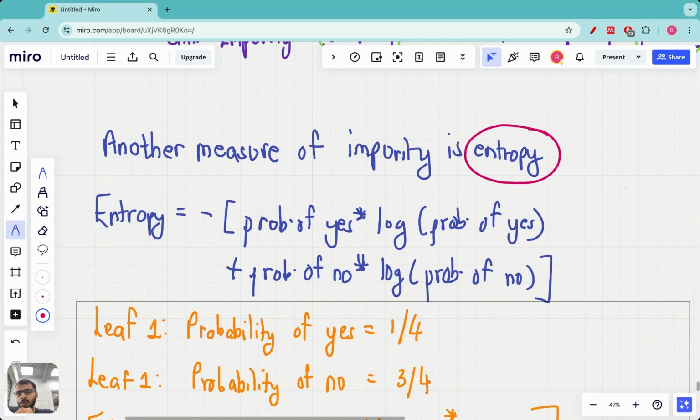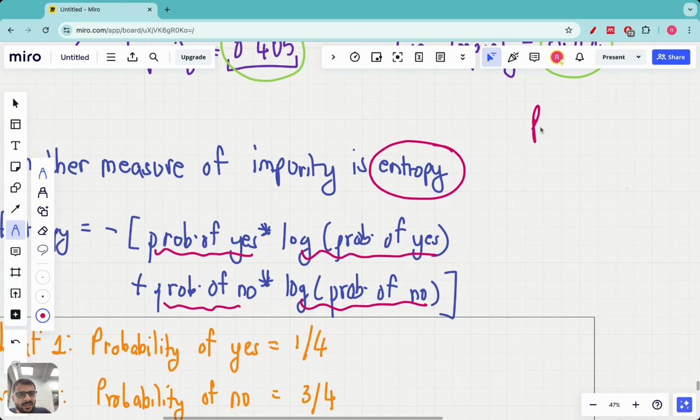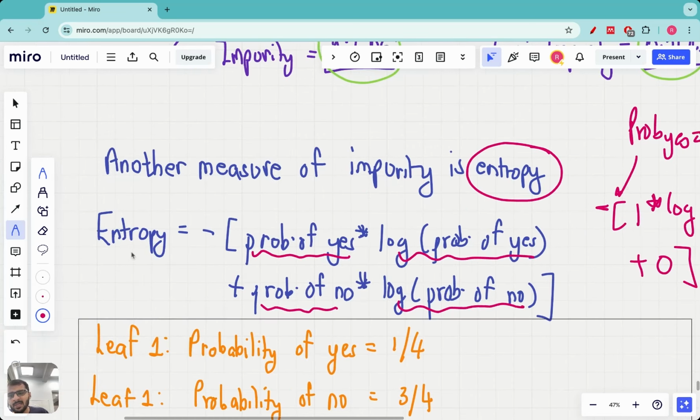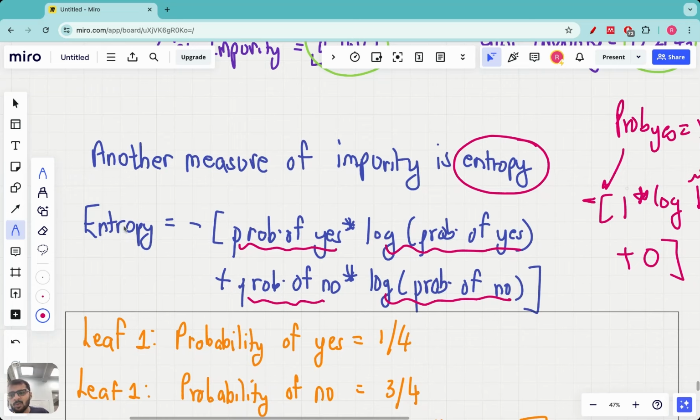For the entropy, the formula is something like this: negative of probability of yes into log of probability of yes plus probability of no into log of probability of no. Again, the idea here is that if probability of yes or no is 0, then this term will be 0. So if probability of yes is equal to 1, then the entropy will be negative of 1 into log of 1 plus 0, because here probability of no will be equal to 0, and log of 1 is anyway 0. So if probability of yes equals 1, the entropy will be 0. Similarly, if probability of no equals 1, the entropy is 0.